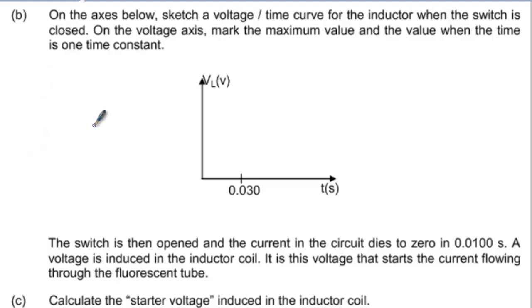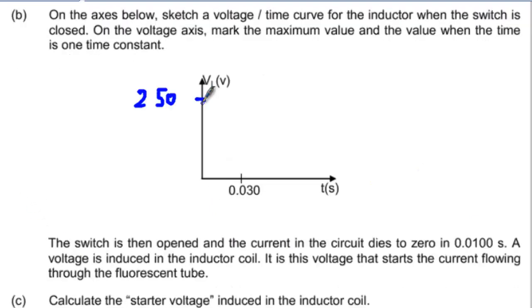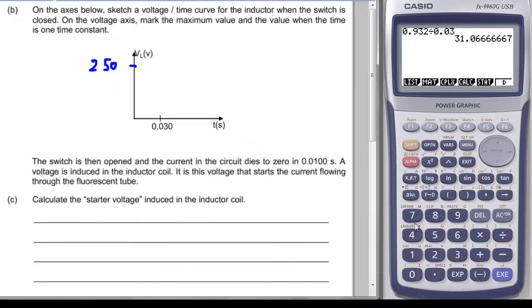2b, on the axis below, sketch a voltage time curve for the inductor when the switch is closed. On the voltage axis, mark the maximum voltage and the value when the time is at 1 time constant. So the maximum voltage is going to be the supply voltage, so that's 250 volts, and it's going to decay by 63% in 1 time constant. So another way of saying that is there's going to be 37% left, so I could times that by 0.37. So there's going to be 92.5 volts after 1 time constant.